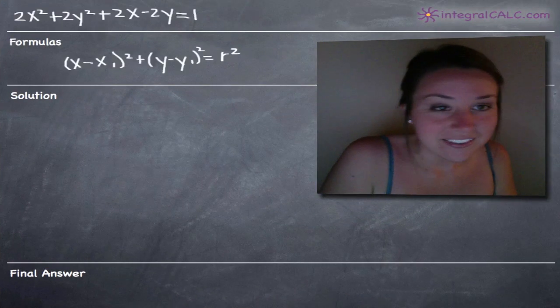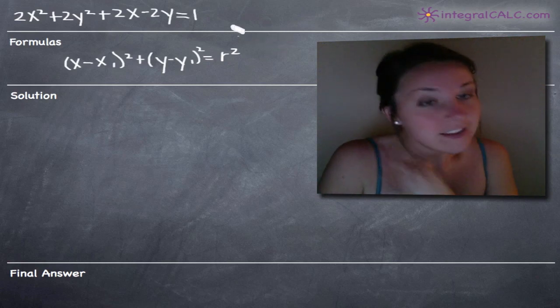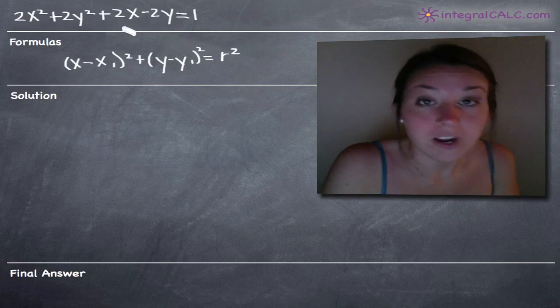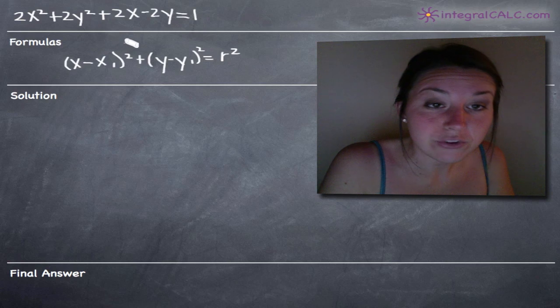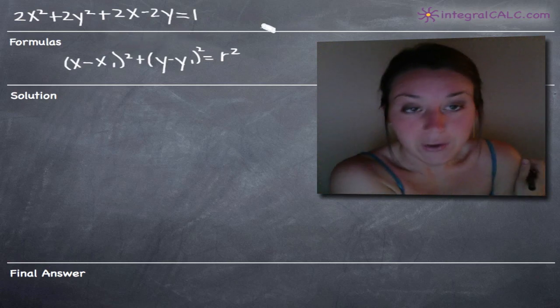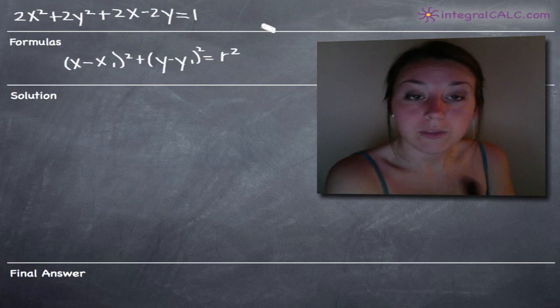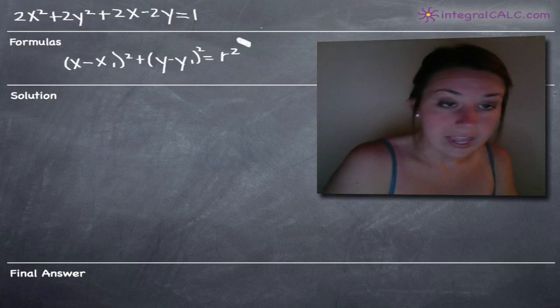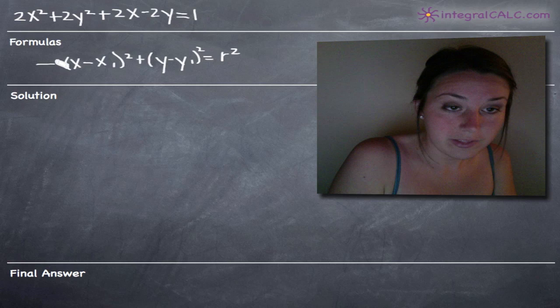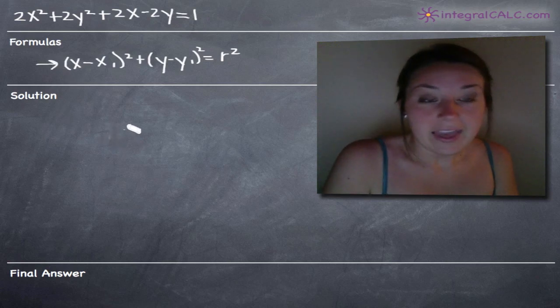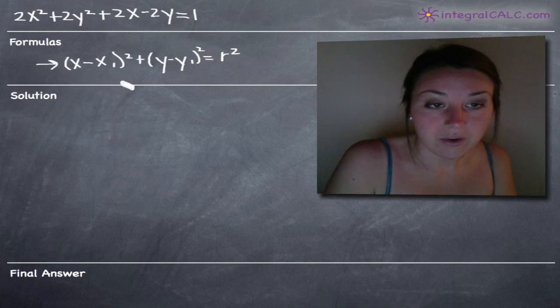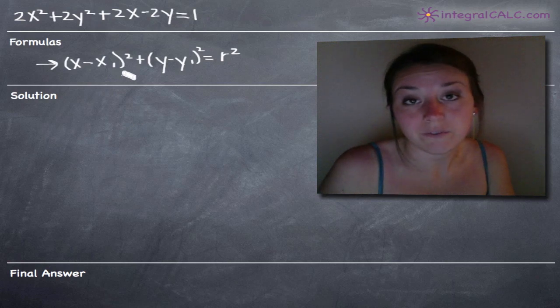Today we're going to be sketching circles, and the equation of the circle that we're going to be sketching is 2x squared plus 2y squared plus 2x minus 2y equals 1. And what we're going to do is transform the equation of our circle into the form given in our formula here. And then from this formula, we're going to pull out two pieces of information.